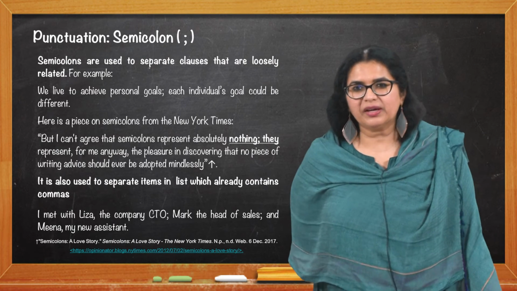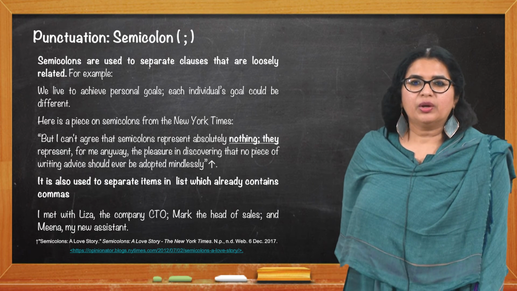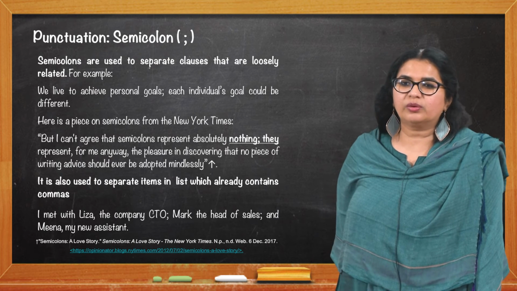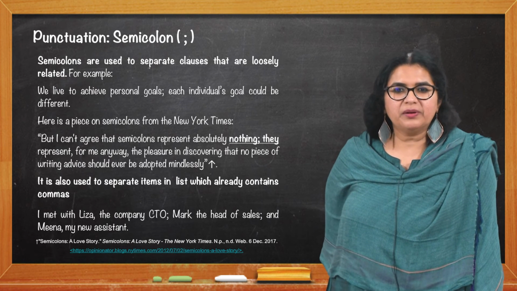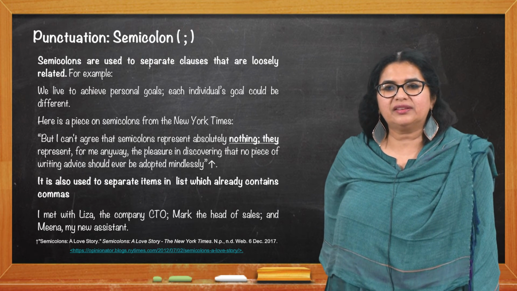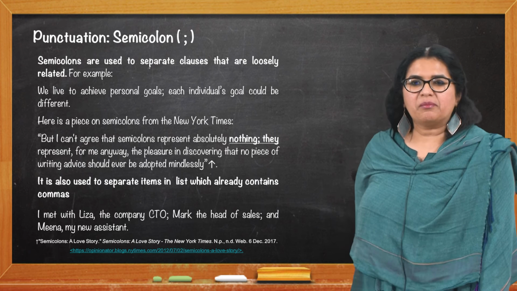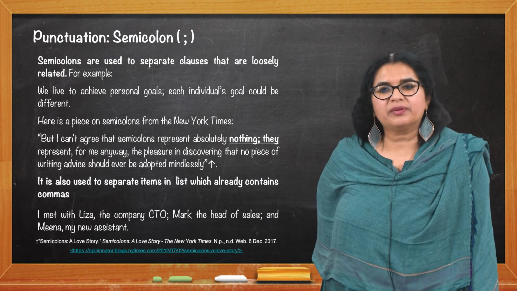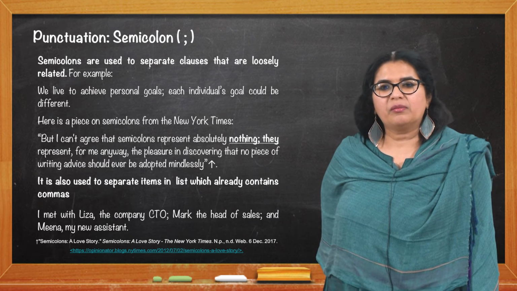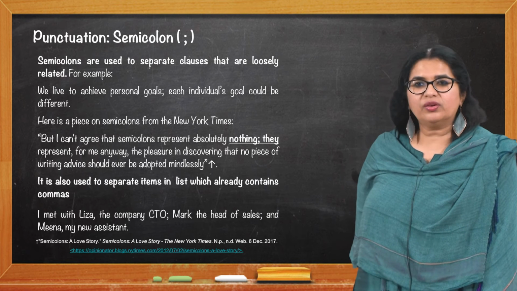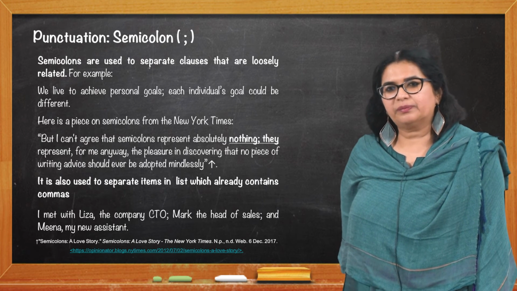Now, coming to the next punctuation mark, that is semicolon. Semicolons are used to separate clauses that are loosely related. For example, we live to achieve personal goals; each individual's goals could be different. And then here is a piece on semicolons from the New York Times, the famous newspaper. But I can't agree that semicolons represent absolutely nothing. They represent for me anyway the pleasure in discovering that no piece of writing advice should ever be adopted mindlessly. And then it is also used to separate items in a list which already contains commas. I met with Liza, the company CTO; Mark, the head of sales; and Meena, my new assistant. So, we are separating items from a list. So, that is also one way of using this punctuation mark.